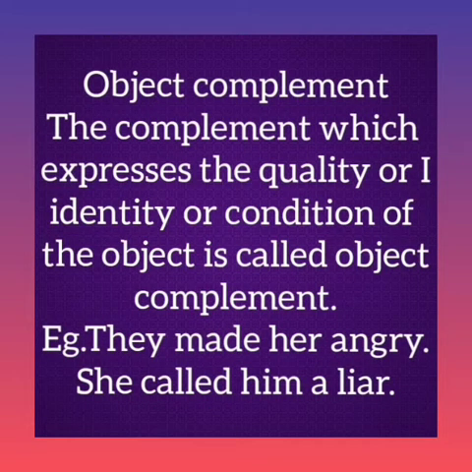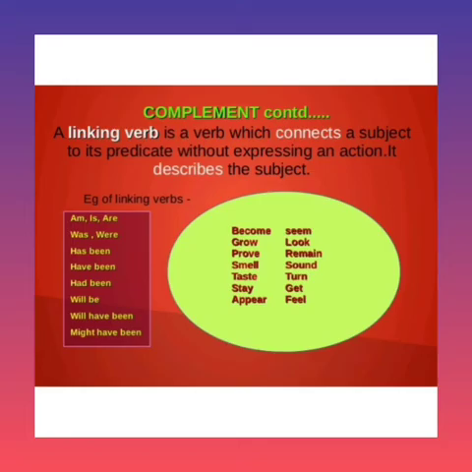Next, coming to object complement. An object complement expresses the object's quality, identity or condition. So, they made her angry. They refers to the subject, made is the verb, her is the object, angry is the complement. So it talks about the object's quality, identity or condition. She called him a liar. She is the subject, called is the verb, him is the object, a liar is the complement. So when it discusses the object's identity or condition, then it is an object complement.